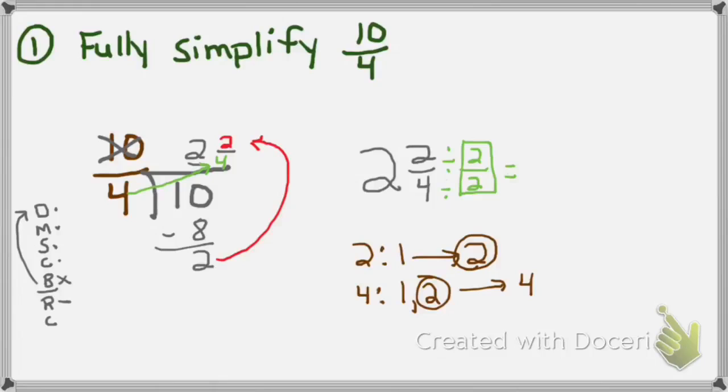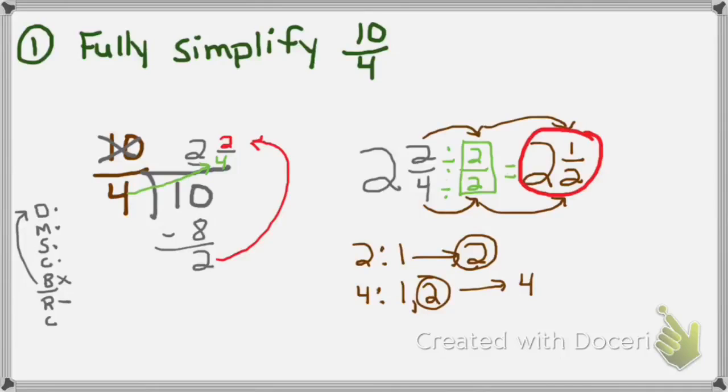Now, very important, your final answer has to include that whole number in it so that you don't forget. Immediately move the whole number over. Now you can divide for your fraction to reduce that. So I say 2 divided by 2 equals 1. That becomes my new numerator. Put my fraction bar. 4 divided by 2 equals 2. That becomes my denominator. So my final fully simplified answer is 2 1/2.